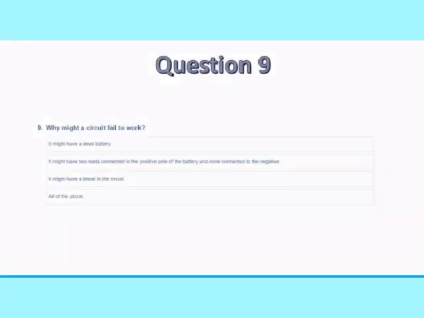Question 9. Why might a circuit fail to work? Is it A, it might have a dead battery, B, it might have two leads connected to the positive pole of the battery and one connected to the negative? Is it C, it might have a break in the circuit? Or is it D, all of the above? Pause the video and record your answer.